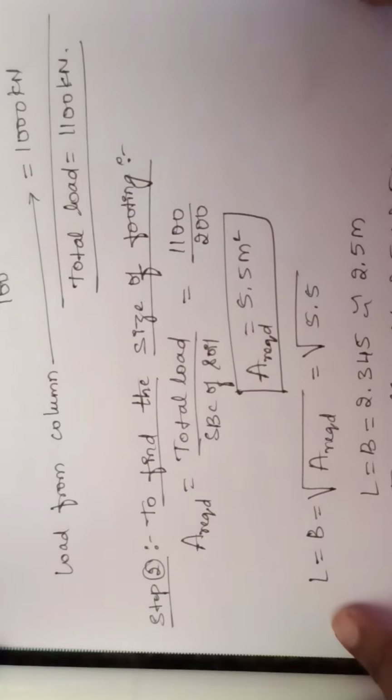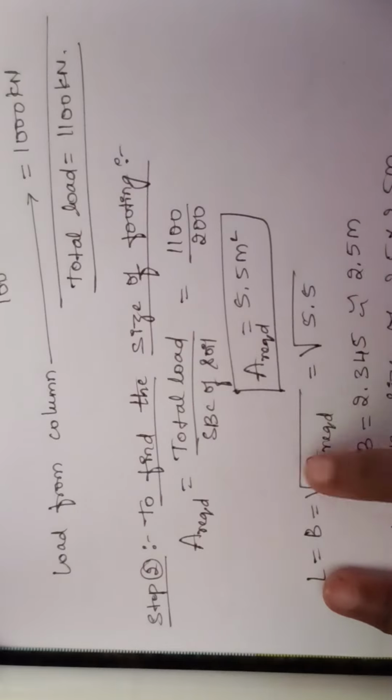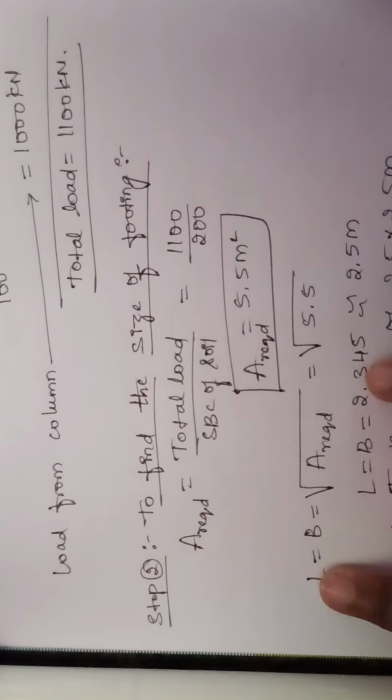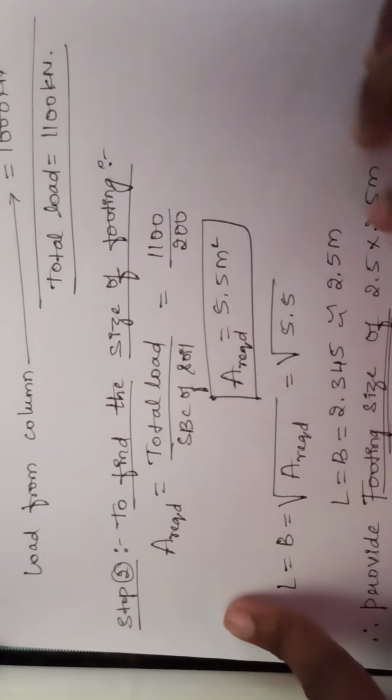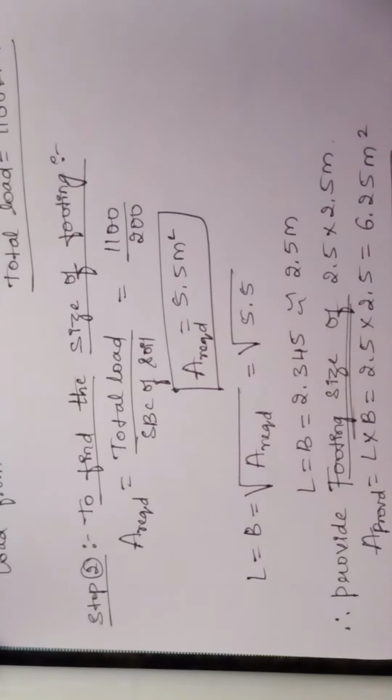Now from the area let us know what is the dimension of the footing that is required. Here as we are designing a square type of footing, L will be equal to B. Hence I am directly writing L is equal to B as square root of A required. We got the A required as 5.5. On taking the square root of 5.5 we get a value of 2.345 approximately, which we round up to 2.5 meter. Finally, whatever you have designed, you mention it with the sentence: provide the footing size of 2.5 by 2.5 meter.